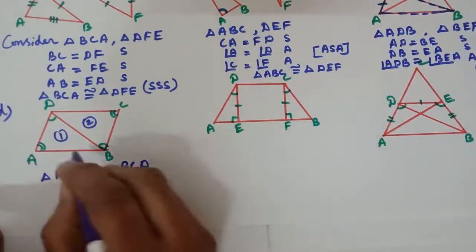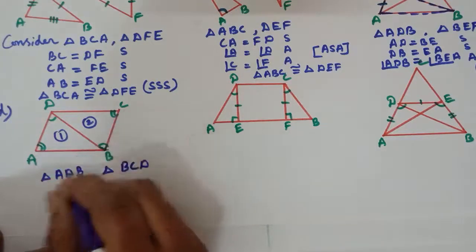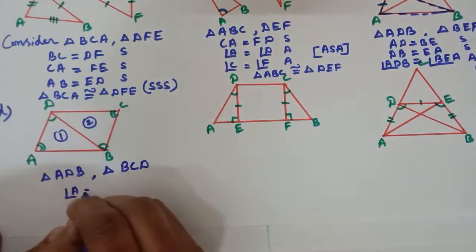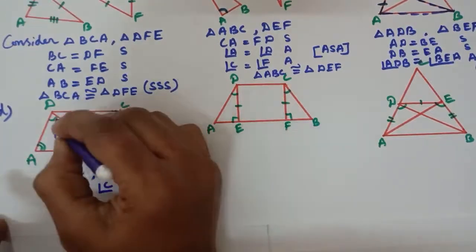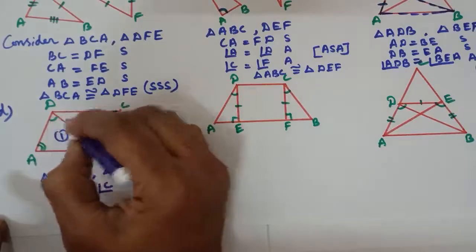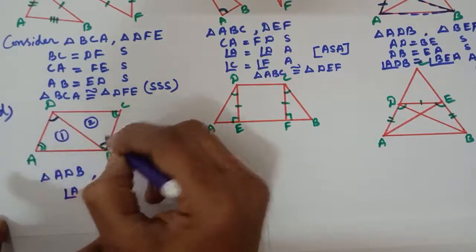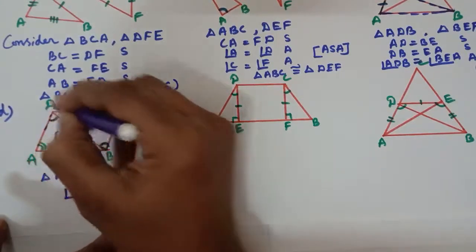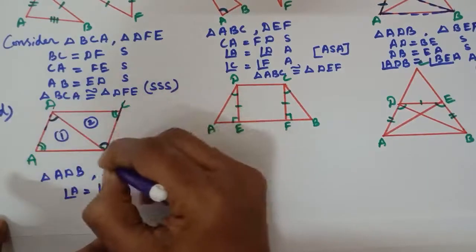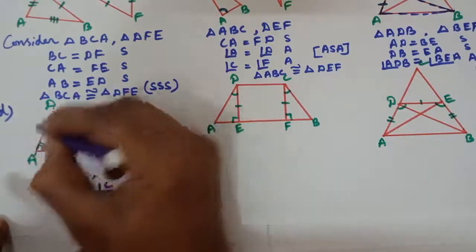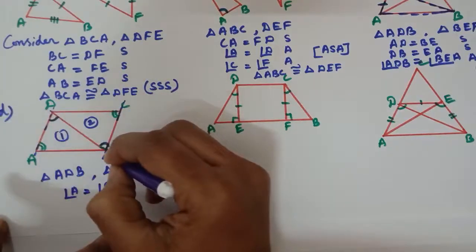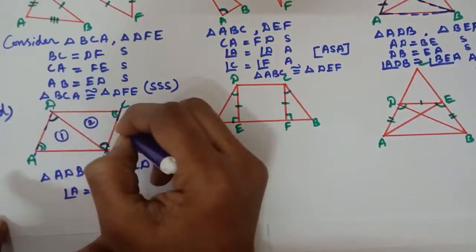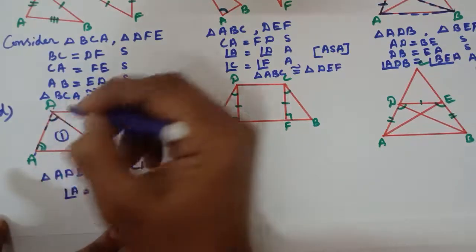Then we can say this angle is equal to this angle. So angle A is equal to angle C. Then students listen, this angle is equal to this angle. You just see this figure. This is parallel line. This is transversal. Here I have said these are parallel lines. Why? Because this is transversal.